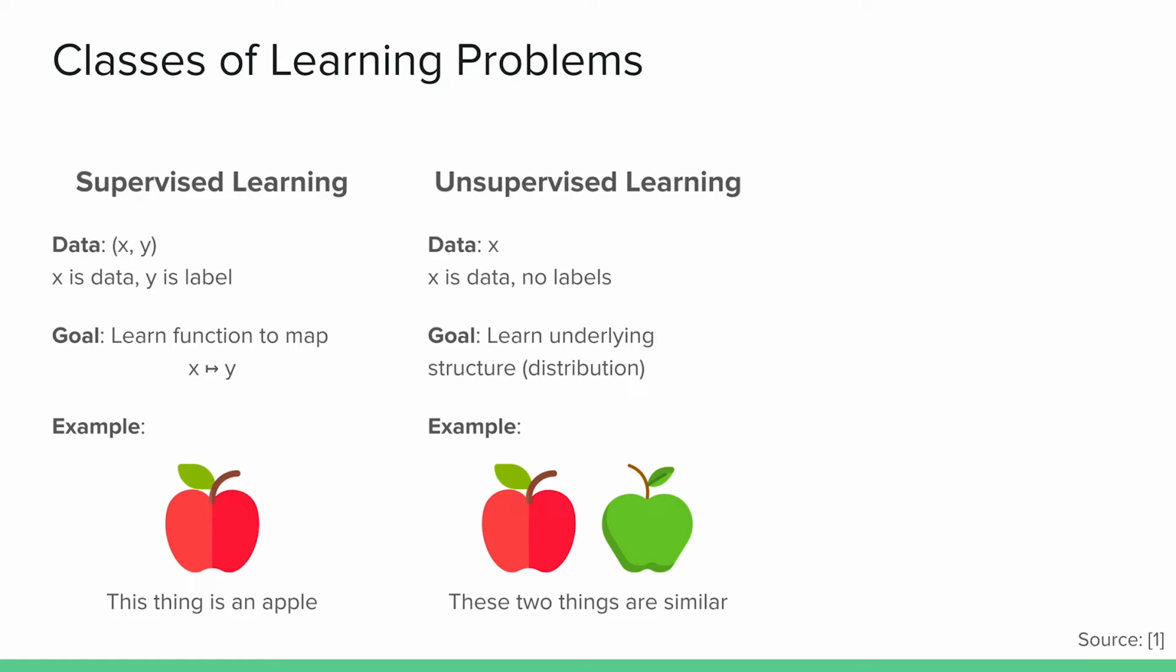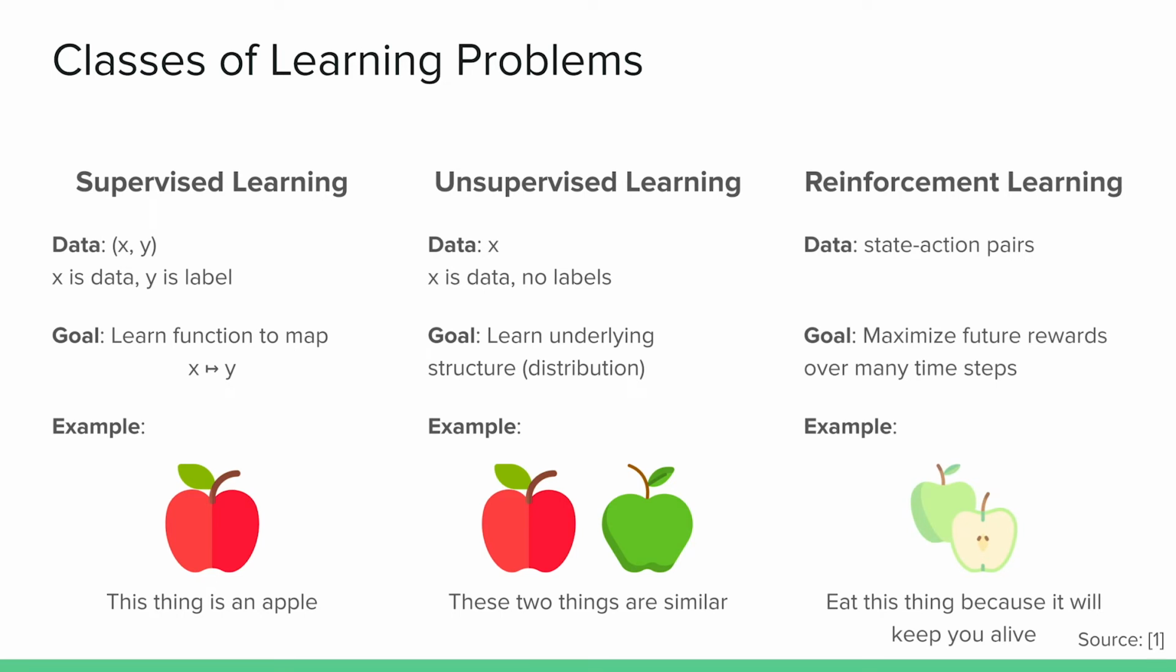And the third class of learning problems that we're going to take a look at today is reinforcement learning, where we have state-action pairs. And the goal of machine learning in reinforcement learning is to maximize the future rewards over many time steps. Staying with the apple example, we want to learn to eat this thing because it will keep you alive. We need to eat something, and by the way, apples are healthy, so this should give us a high reward when we eat this thing, which is an apple.